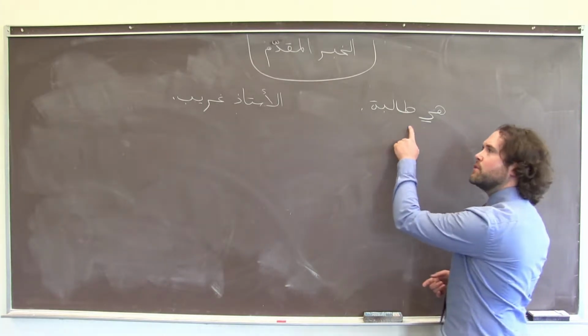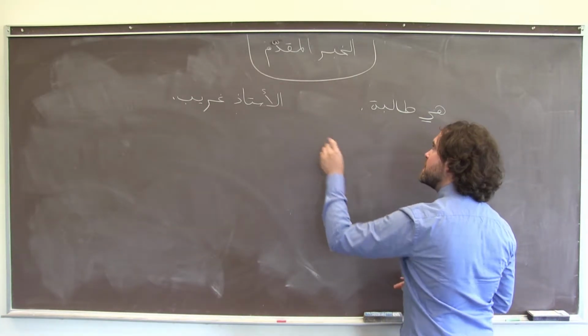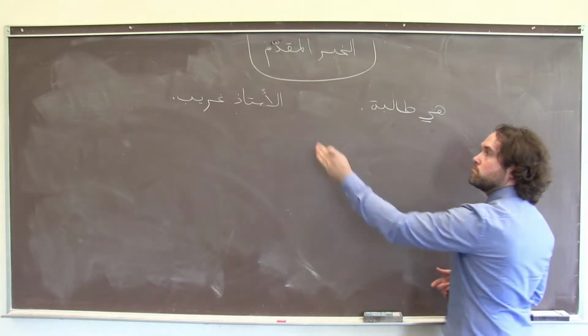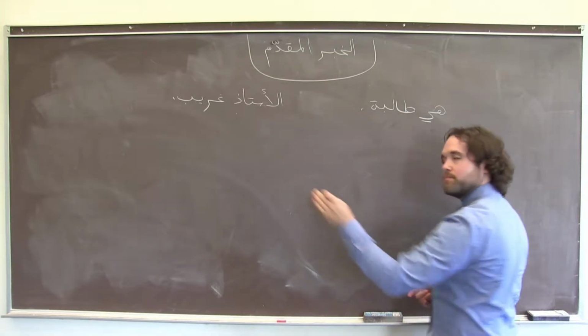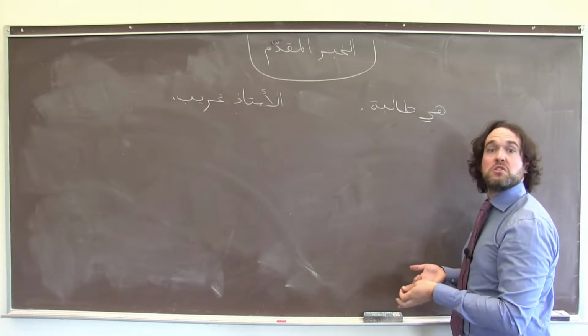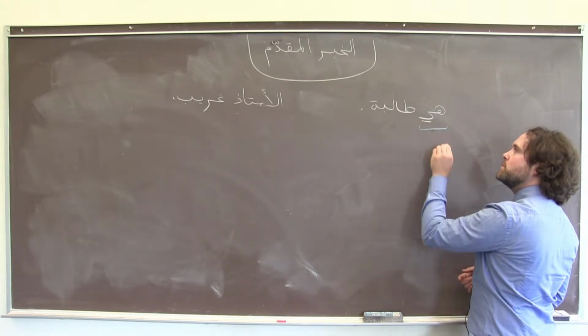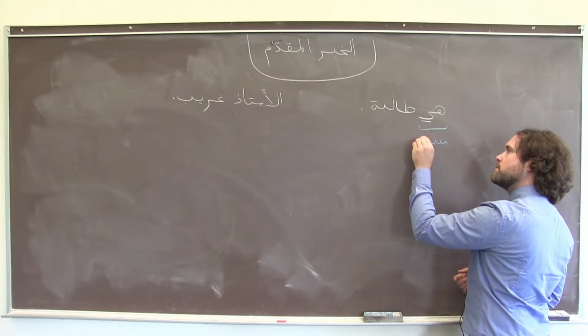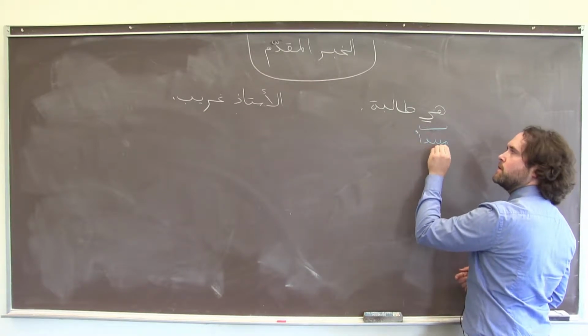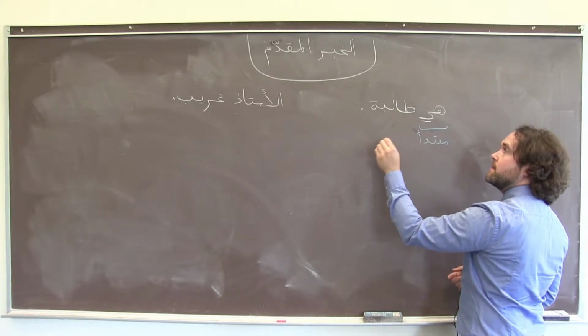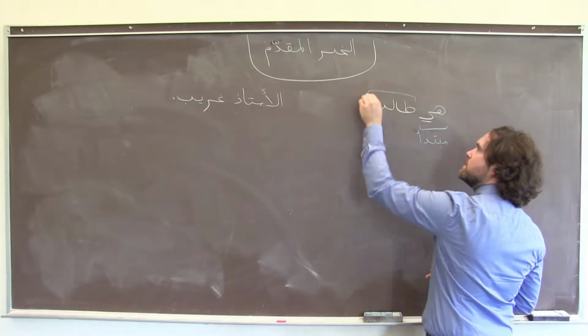So here are some very, very simple jumal ismiya, as simple as we get. Hiya taliba, she is a student, and al-ustadh gharib, the teacher or the professor is strange. In both these cases, the first word is the mubtada, what we might call in English grammar the subject of the sentence, and then the second word is the khabar.